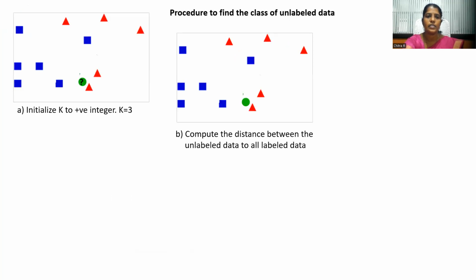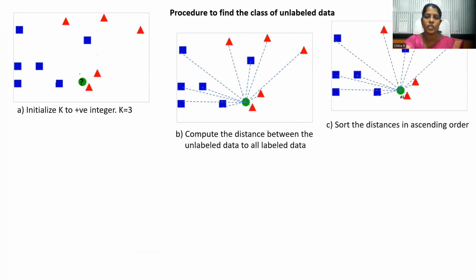The first step is to identify the K value. The K value can be chosen by the user. Next, compute the distance between the unlabeled data and all the labeled data values. For the new value, find the Euclidean distance between the new value and all the existing values. Then sort the distances in ascending order.